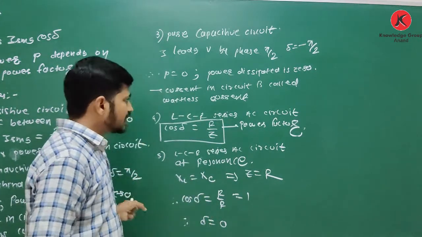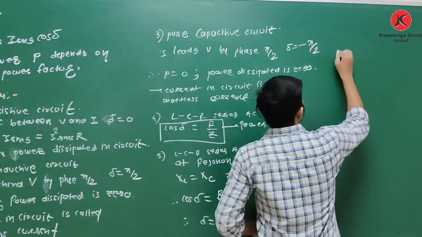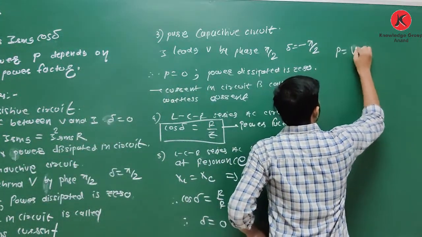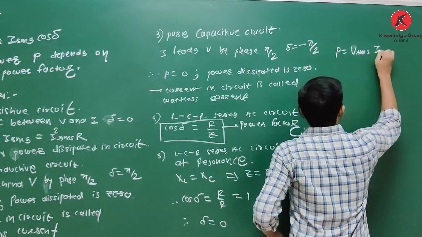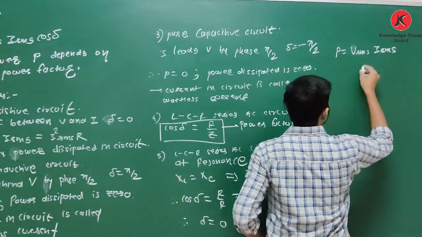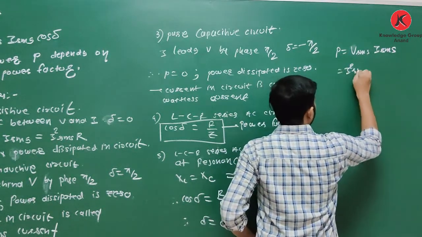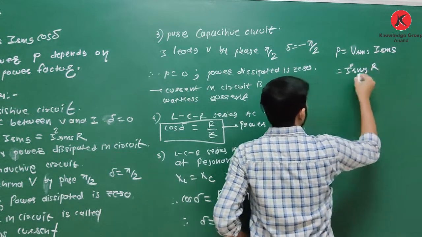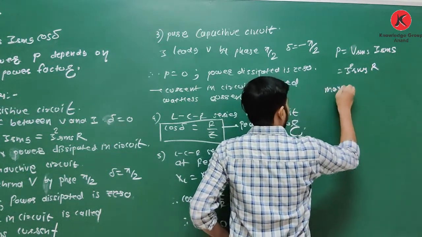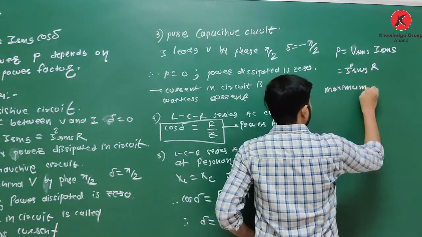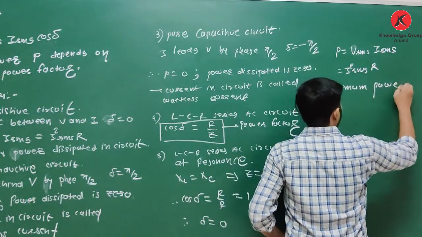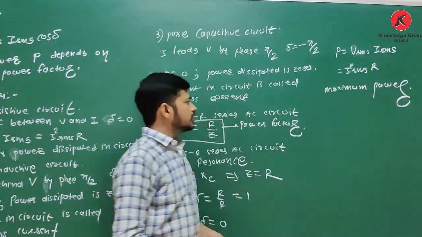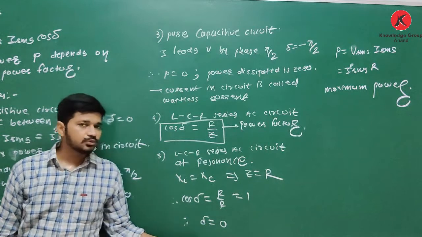And in this case again, what is power? Power P is equal to V RMS I RMS, or you can say it is I square RMS R, and it is again maximum power. Clear about this?